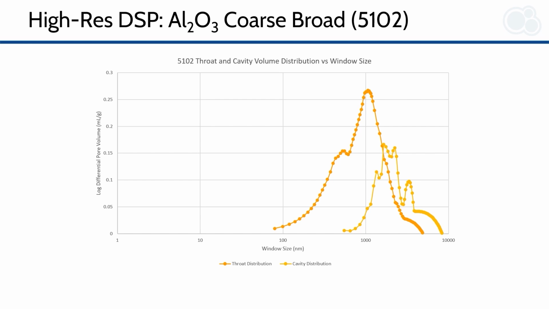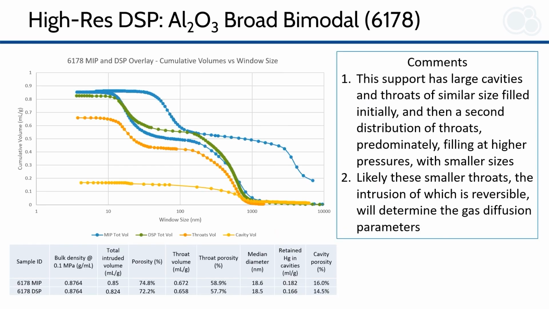A few things become obvious when comparing the classical MIP analysis in blue with the DSP throat and cavity distributions in orange and yellow respectively. First, we do see that both methods produce a bimodal pore volume distribution. Closer inspection of the DSP results indicates that while there are throats and cavities present at larger sizes, the volume intruded into smaller pore windows is almost exclusively contained in pore throats, or at least is mostly reversible intrusion, which indicates that the throats and the cavities are about the same size.